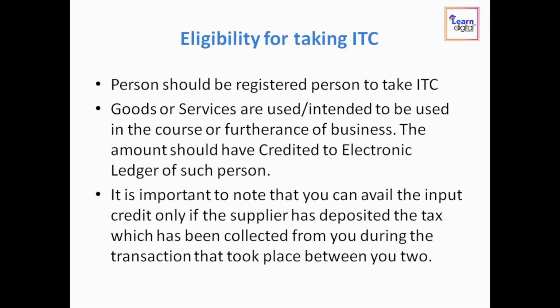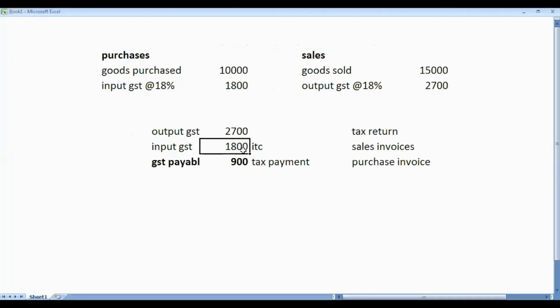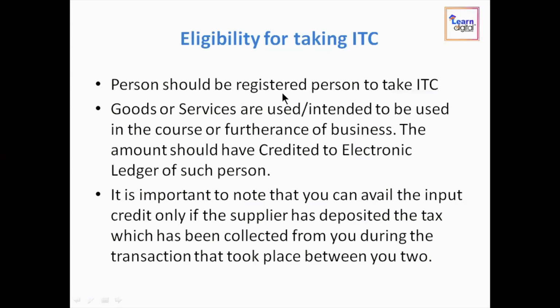Eligibility for taking ITC. Who can go for ITC? Who can take ITC? A person should be a registered person to take ITC. First of all, suppose we need to take 1800 as ITC. It is compulsory for us to get registered with the GST portal, with the GST Council, and only then can we claim this 1800 as ITC. So a person should be a registered person to take ITC.